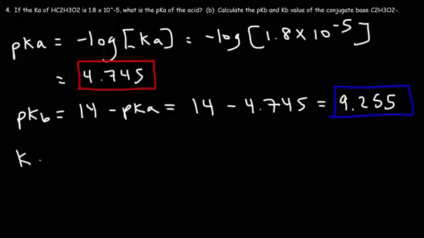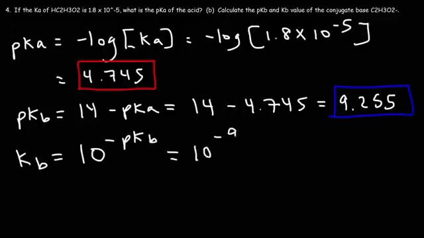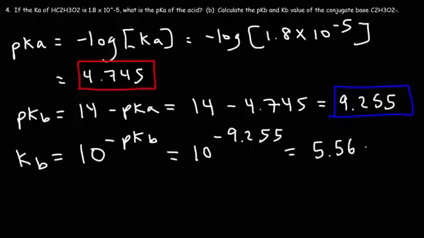Now let's get Kb. So Kb is 10 raised to the negative pKb. So that's going to be 10 raised to the negative 9.255. The final answer is going to be 5.56 times 10 to the negative 10. So that's the value of Kb.